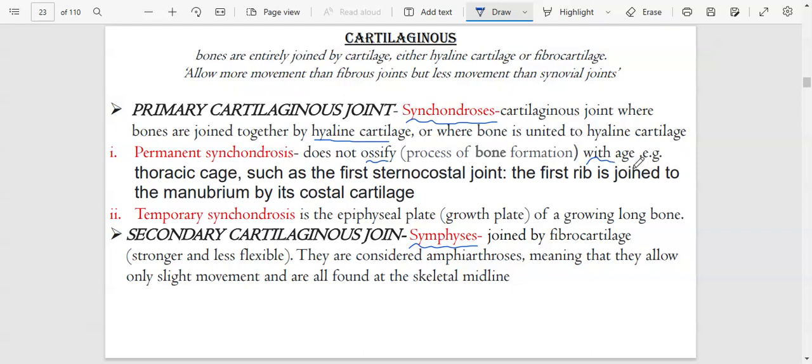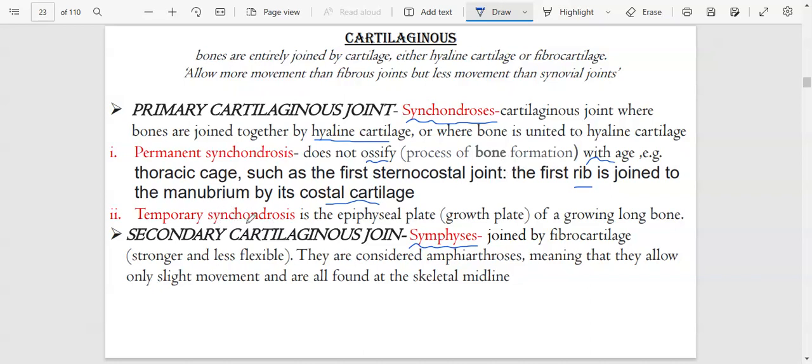So as you get to grow, there is no growth of bones, or no formation of bones as you get to grow. For example, you have the thoracic cage, such as the first sternocostal joint. The first rib is joined to the manubrium by its costal cartilage. So the rib is connected to the sternum. Okay, that's a sternocostal joint. So that's a permanent synchondrosis because there is no growth as you get to grow.